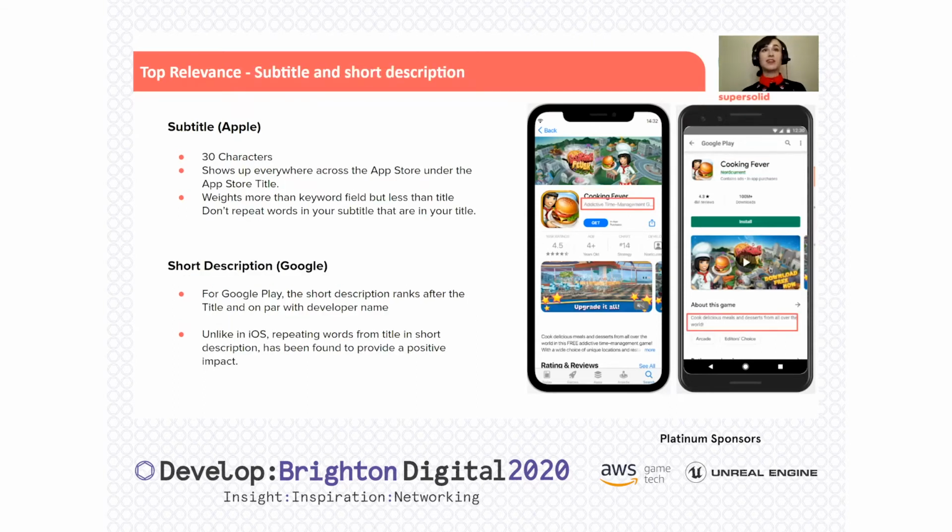So, subtitle and short description. Apple has a subtitle, Google has a short description. On Apple, it shows up everywhere on the App Store under the App Store title, and it weighs more than the keyword field, but less than the title, and it's quite limited in terms of space again. And for Google, it's quite important to have it as informative as possible to the users, but also, same as iOS, it weighs more than keywords, but less than title.